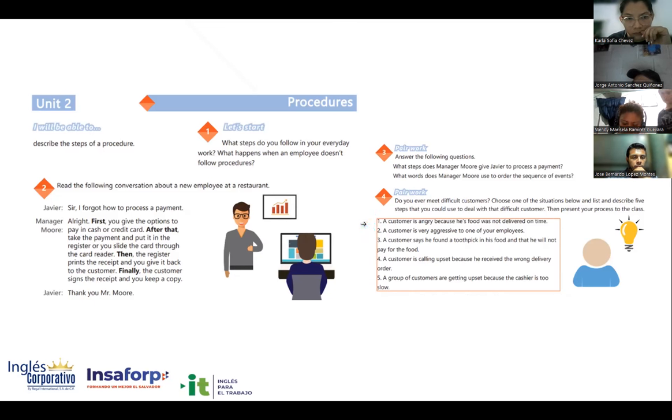What would you do, right? Number 3, a customer says he found a toothpick in his food and that he will not pay for the food. What would you do? You need to create at least 3 steps that you will follow. You are the managers of the store, of the restaurant. You and your team, you are the managers. Then number 4, a customer is calling upset because he received the wrong delivery order. What do you do to resolve that problem? Number five, a group of customers are getting upset because the cashier is too slow. Yeah, that happens.